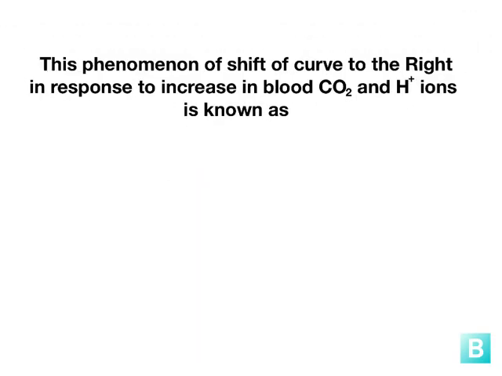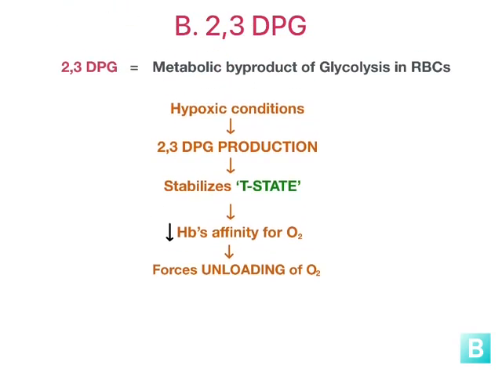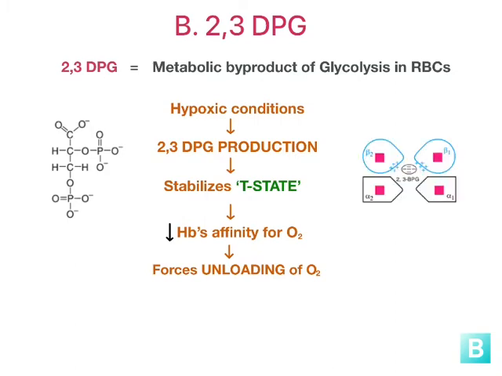This phenomenon of shift of the curve to the right in response to an increase in blood CO2 and hydrogen ions is known as the Bohr effect. Next up, let's look at a compound known as 2,3-diphosphoglycerate, which is a metabolic byproduct of glycolysis. There is increased production of 2,3-DPG in hypoxic conditions. This leads to binding of 2,3-DPG to hemoglobin, which further leads to unloading of oxygen from hemoglobin.